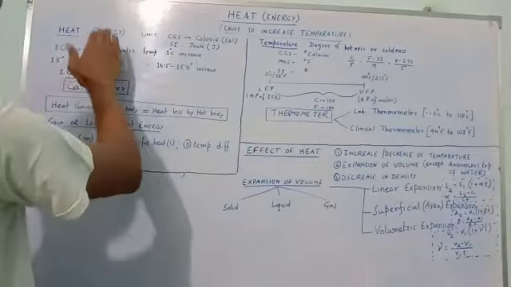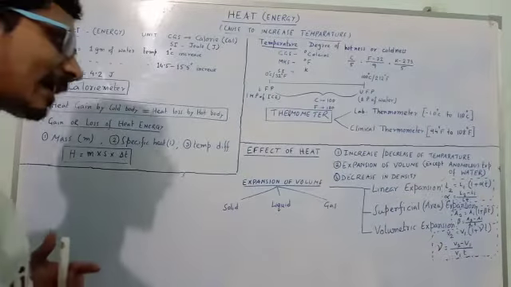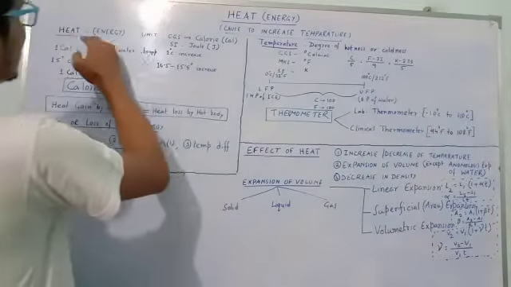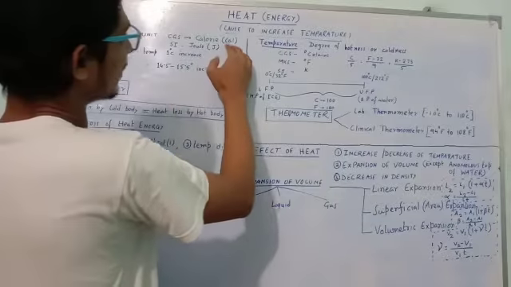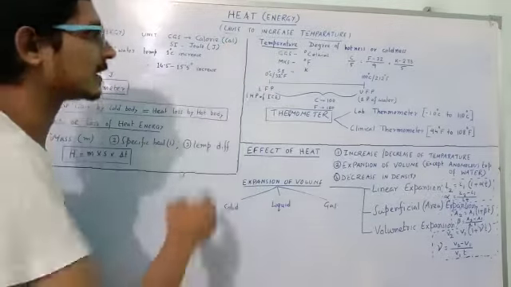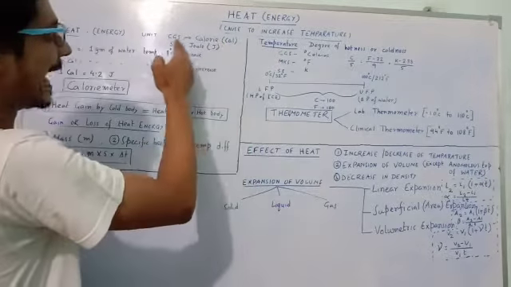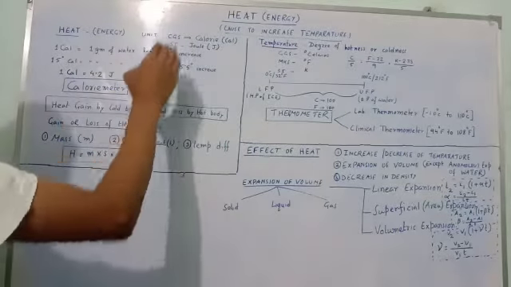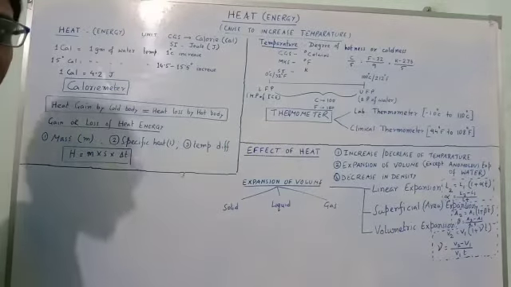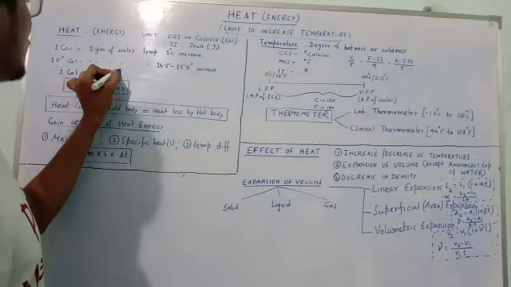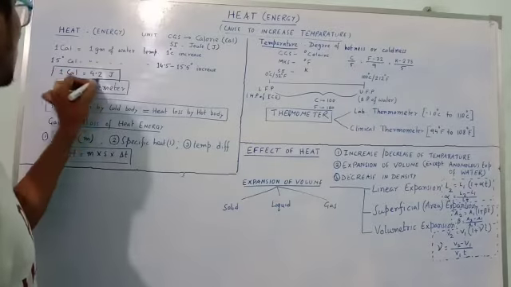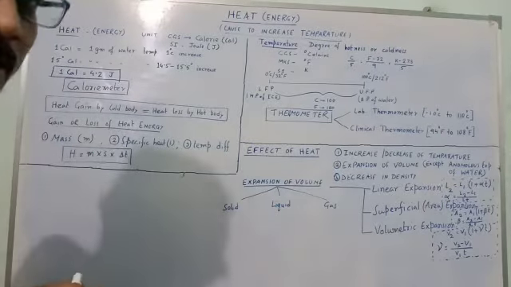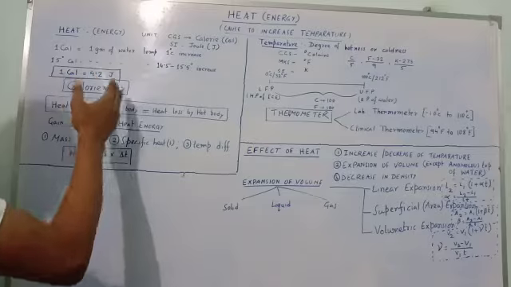So heat is a form of energy, and like other forms of energy, the unit of heat is calorie or joule. Its CGS unit is calorie and SI unit is joule, and the relationship between calorie and joule is 1 calorie is approximately 4.2 joule.